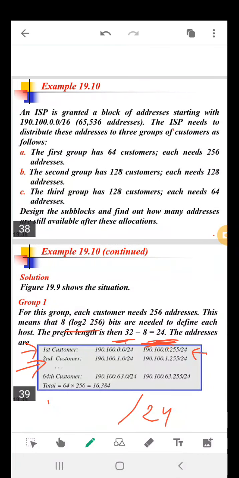The second customer is going to get 190.100. Since we are finished with the last octet, we need to now change the second last octet, that is 1.0 to 190.100.1.255. So that will be given to the second customer. Just try to understand this figure. What we are doing is giving 256 IP addresses to a total of 64 customers. So that means how many IP addresses we gave is 16,384.